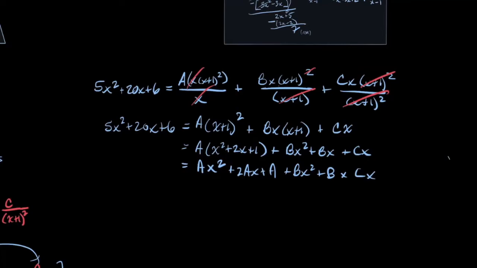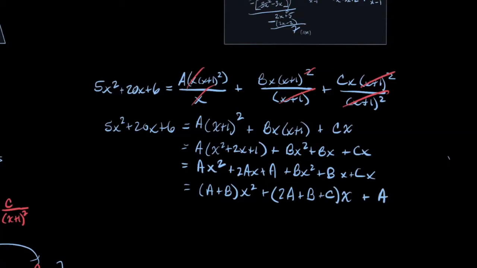Okay, so I'm going to combine all the x squared terms. So we really have an a plus b that's attached. Those are both attached to x squared. What's attached to x? We have a 2a and a b and also a c. And then what's left over with no x, I think just that a here.